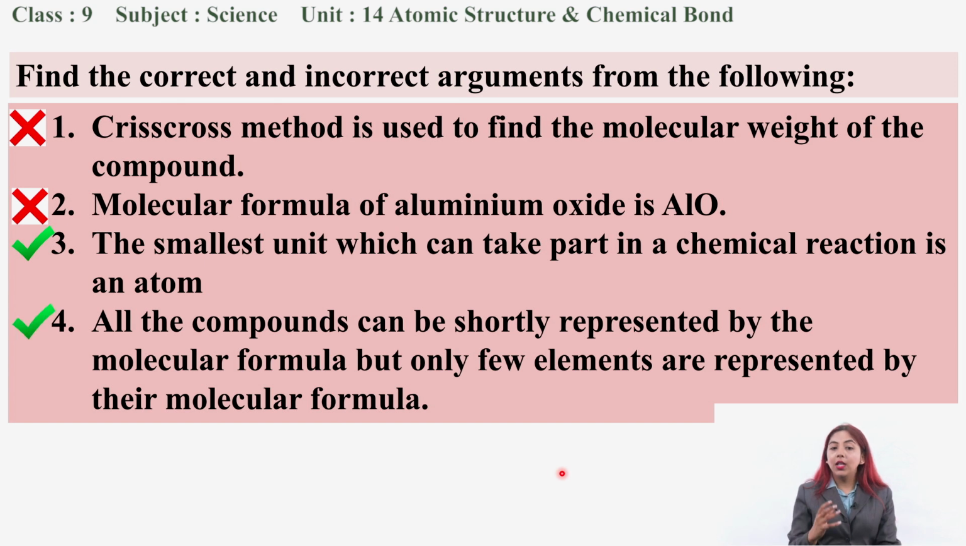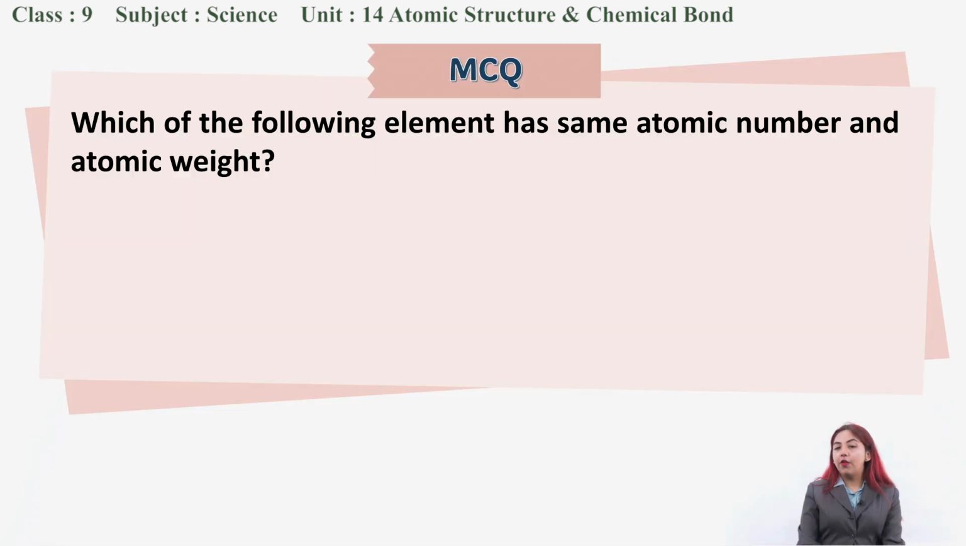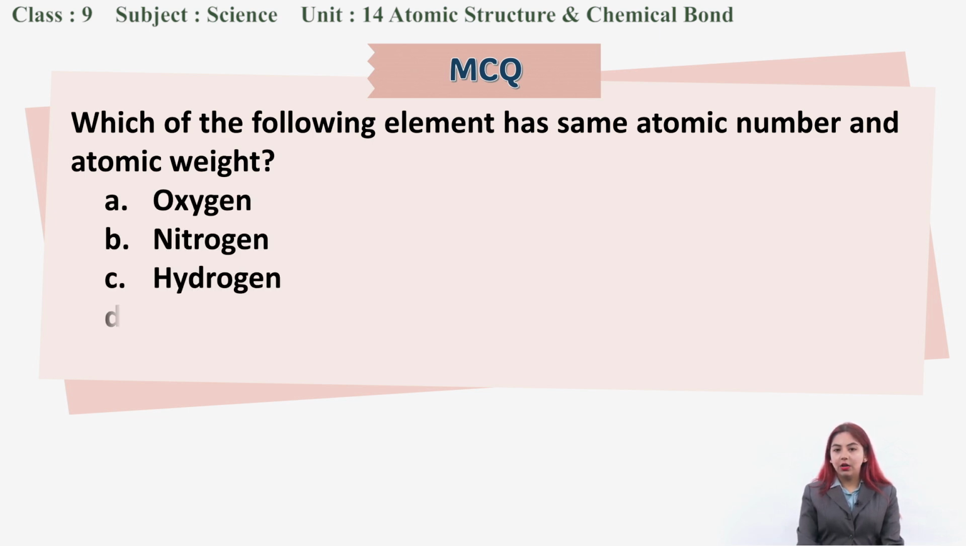That is, all the compounds can be shortly represented by their molecular formula, but only a few elements are represented by their molecular formula. Now let us try to solve this final question. Which of the following elements have the same atomic number and atomic weight? Oxygen, nitrogen, hydrogen or helium? I'll give you a hint. I've already explained this previously while we were trying to solve one question.